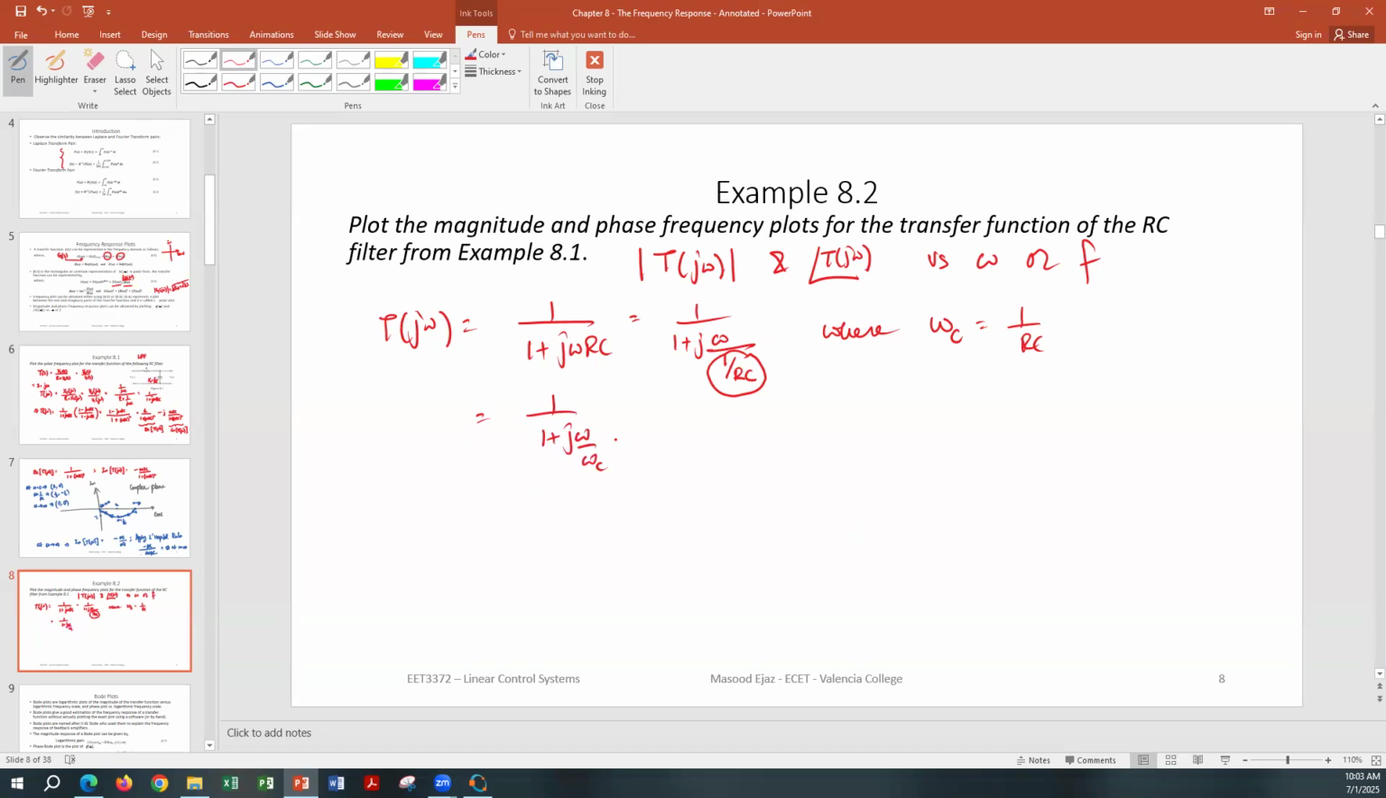Irrespective of which equation you're using, the magnitude expression for this is going to be what? Who is going to tell me what would be the magnitude expression for this one? Go ahead. 1 over the square root of 1 plus omega RC squared, yeah, definitely. I'm just going to use this, 1 over the square root of 1 plus omega over omega c squared.